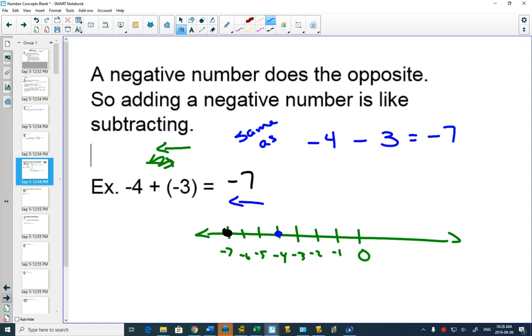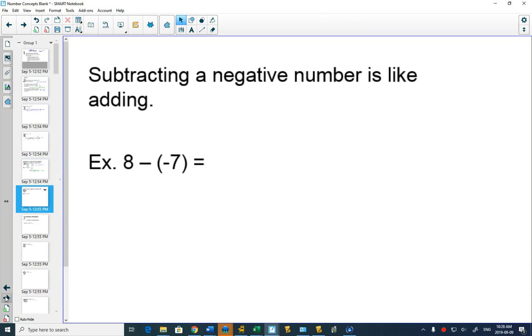So whenever we're adding and subtracting, that first number is where we're starting, and then we have to figure out which direction we're going to go. Subtracting a negative number is like adding. If you think about doing the opposite, subtracting means go back, but if the negative does the opposite, we're going to go forward, and that's like adding.